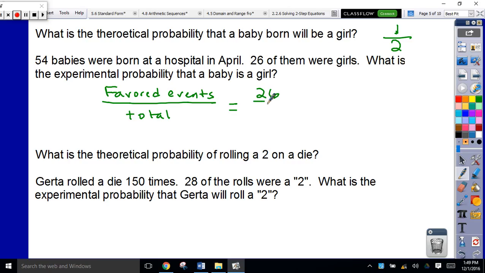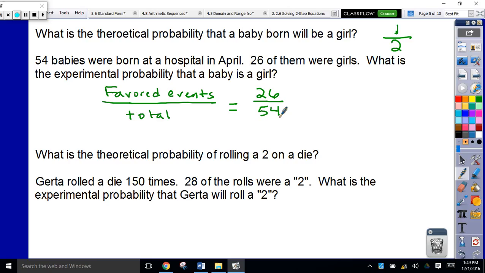Travis, what does it mean when we put a number over another number? What does that tell us? Divide. Divide. Okay, there we go. Does anyone have a calculator handy? I want you to do 26 divided by 54 and tell me what you get.